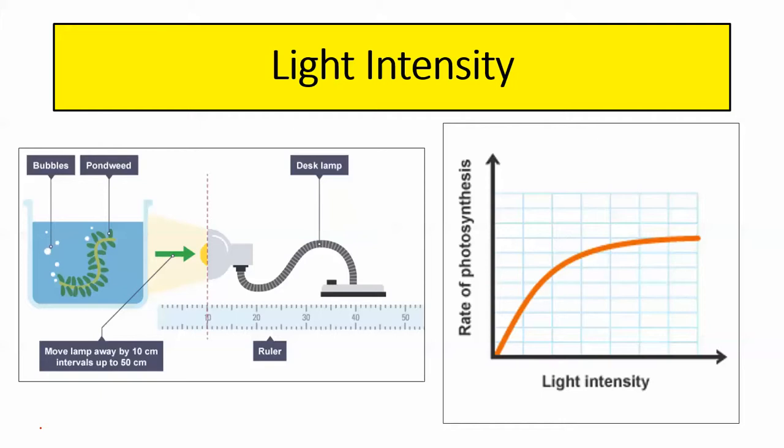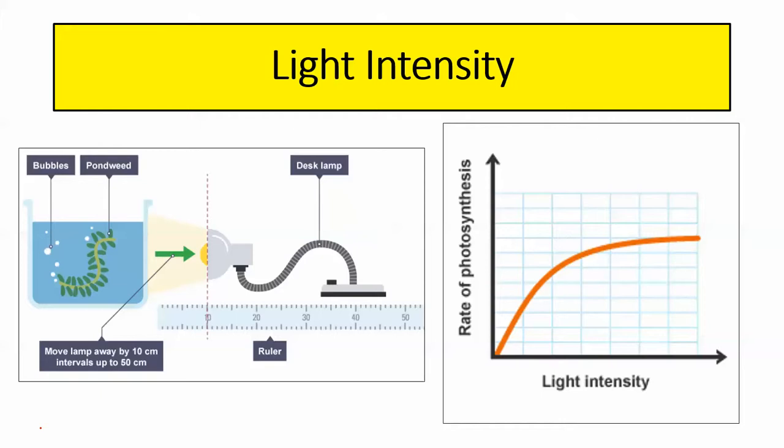So if we first look at light intensity, there's a really nice little practical that we can do. Doesn't always work, it's not always brilliant, but if we put together a lamp and put it on a meter ruler, put some pondweed into a beaker of water, we'll see bubbles being produced. Those bubbles are oxygen, the waste product they're getting rid of. Pondweed is particularly good because we can actually see the oxygen being produced. We don't see oxygen coming off the plants that are normally around us.